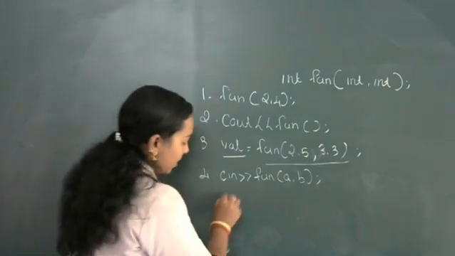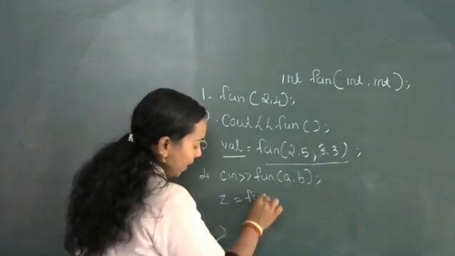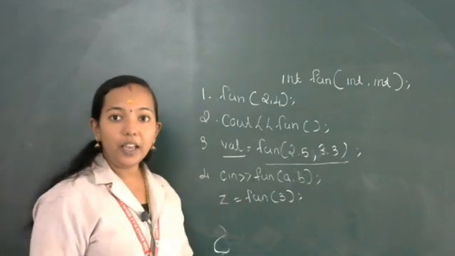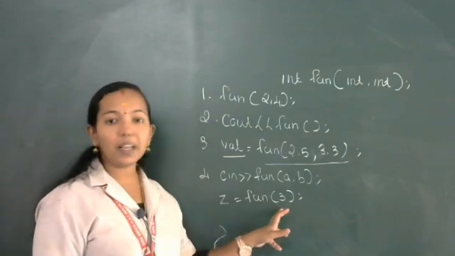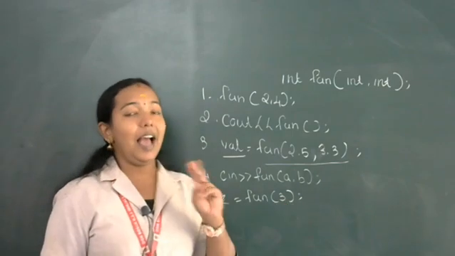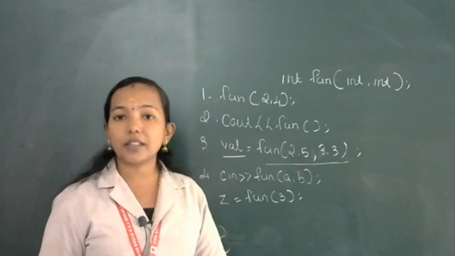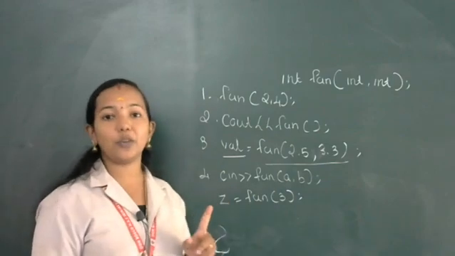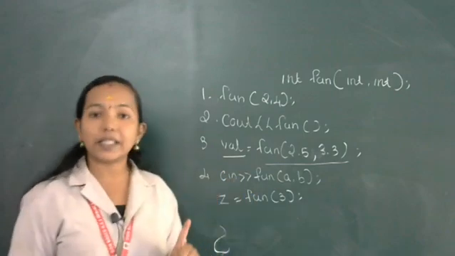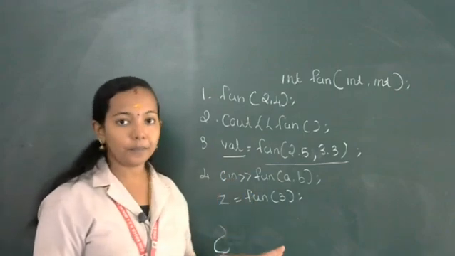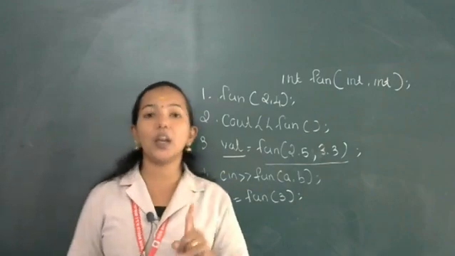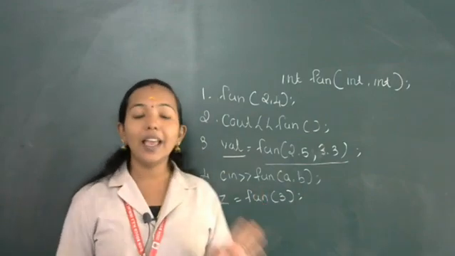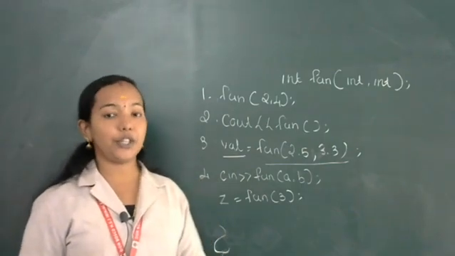Then one more is set is equal to fun of 3. Set is equal to fun of 3. That means we are supplying one value. Okay. Actually 2 formal arguments are present, so we require 2 actual arguments. But here only 1 actual argument is present. 1 is missing. So it will not execute. Okay, because 1 actual argument is missing in the function call statement, it will not execute the function definition.